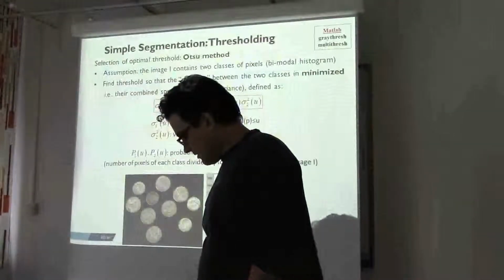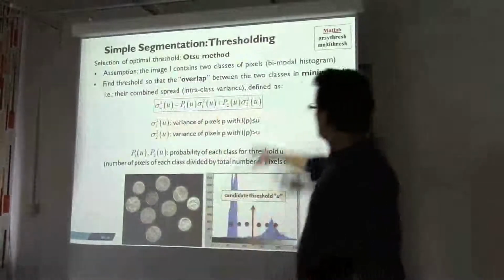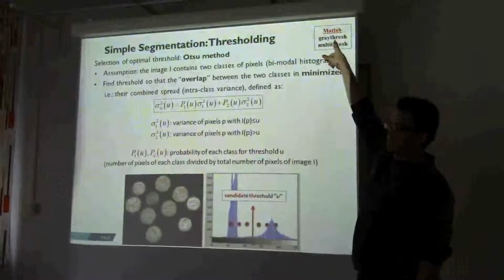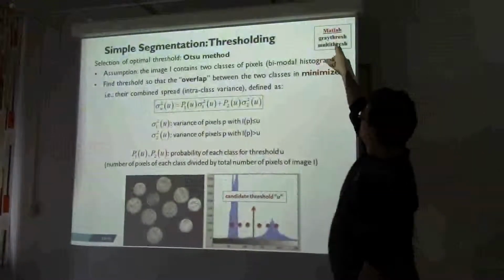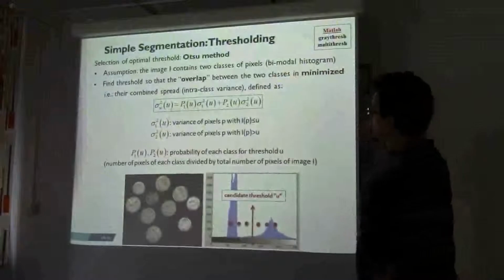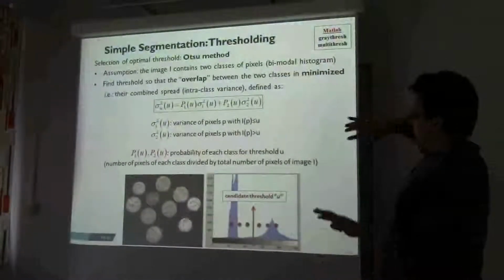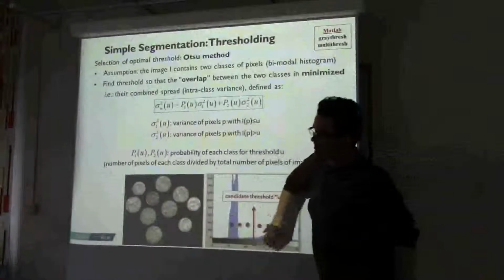And there is a method for this, Otsu's method. You have a MATLAB command for this, which is very fresh. Have you heard about this before? So with this command you can apply this method that is based on minimizing the overlap between these two modes of the histogram.